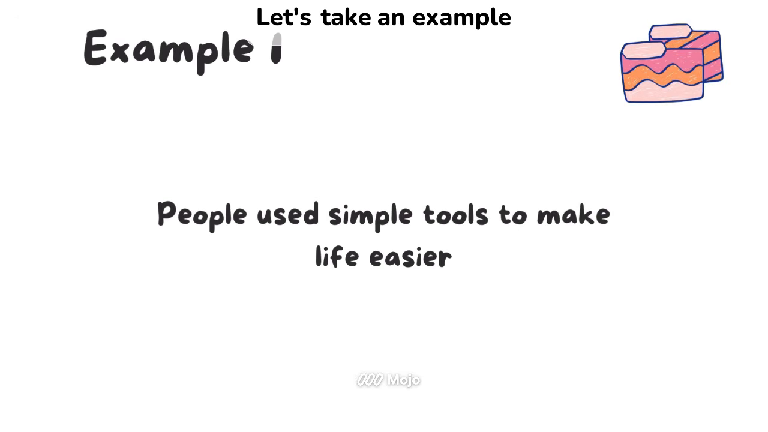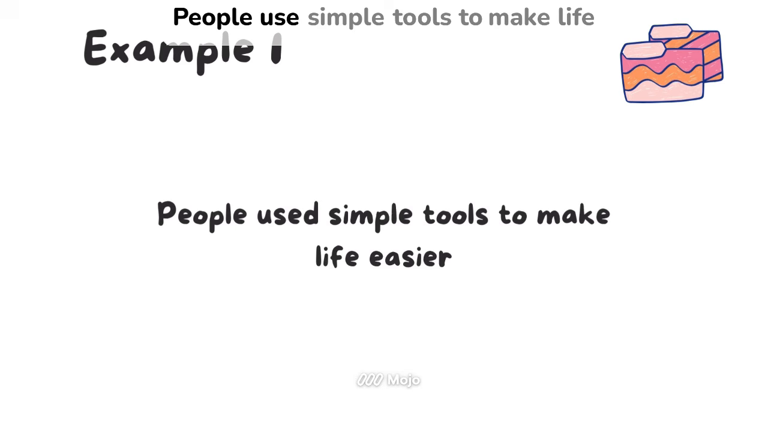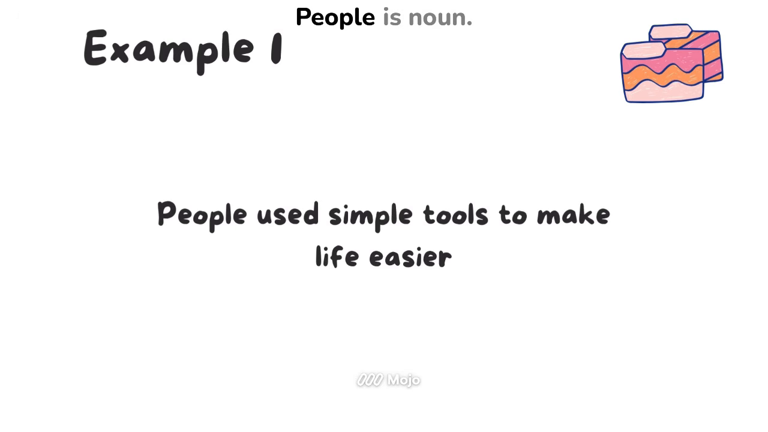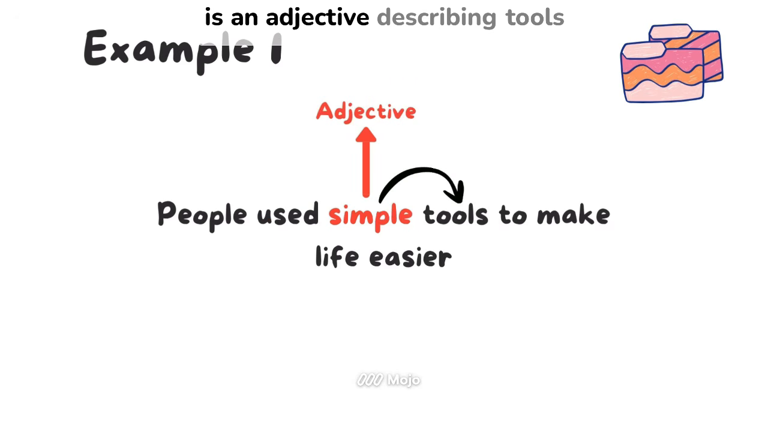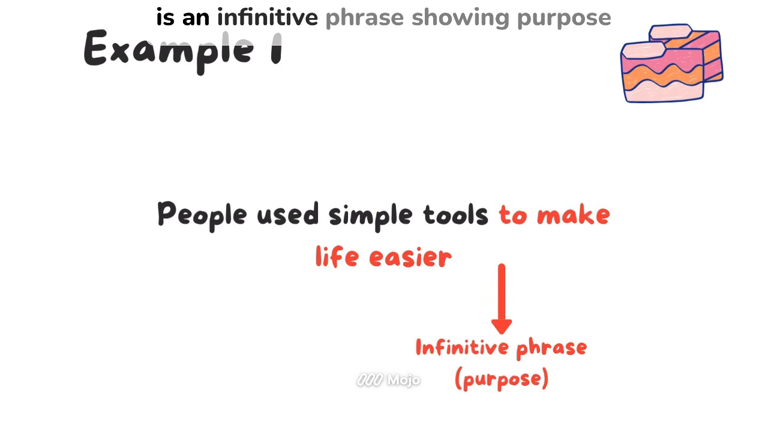Let's take an example from the text. People used simple tools to make life easier. People is a noun. It names who does the action. Used is a verb. It shows the action. And simple is an adjective describing tools. To make life easier is an infinitive phrase showing purpose.